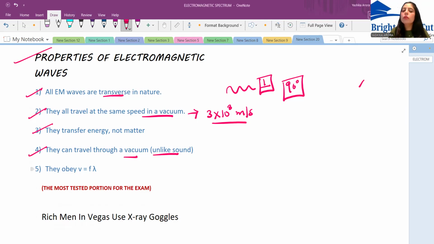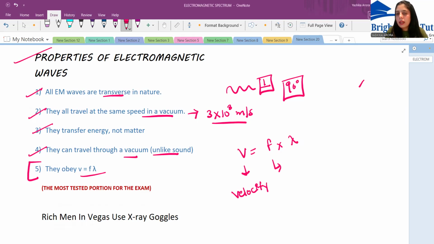The last and the most important formula from this entire unit is that they obey v = f × λ. V is your velocity, f is your frequency, and lambda is our wavelength. I would say this is the most important formula, and there is almost a sure question on it. You're going to get this formula in your paper anyhow, but I would suggest you learn it.